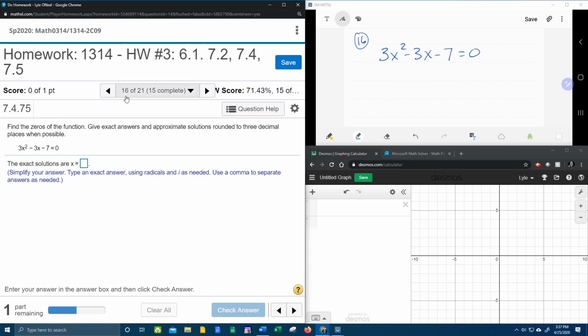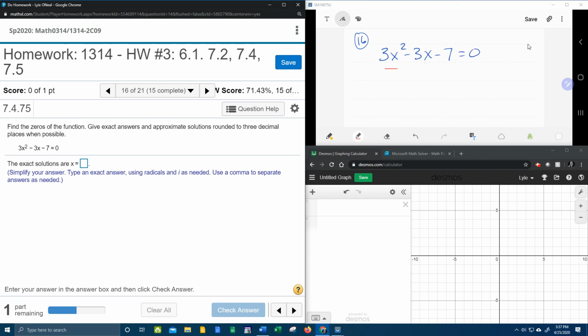Question number 16 in our college algebra, homework number 3 in MyLab Math, says to find the zeros of the function, give exact answers and approximate solutions, rounded to 3 decimal places when possible. So what they've given me is a quadratic. Notice that it is in standard form. It is equal to 0. And so up here in the right-hand corner, we're going to show how to work that out.